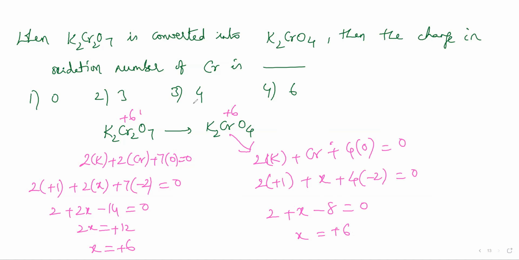And what is the change? Plus 6 to plus 6. What does that mean? There is no change in oxidation state. So the change in oxidation number is 0. Okay. So then we'll move to one more question.